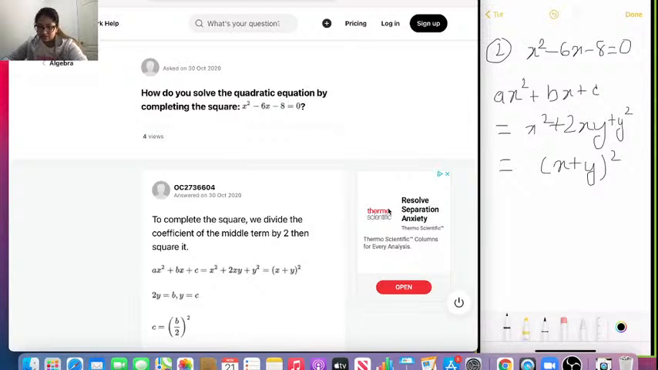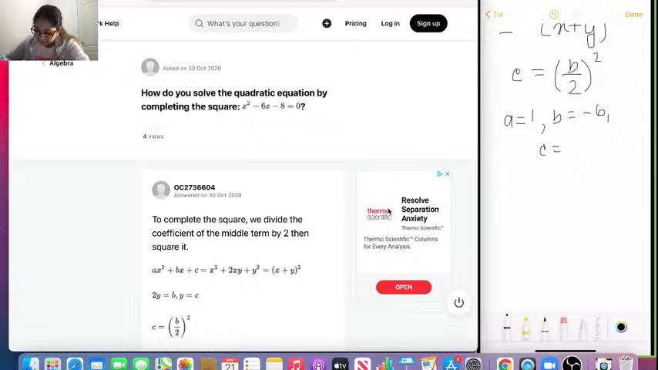And so in order to complete the square, we know that c is equal to (b over 2) squared. And so in this case, from this equation right here, our top equation, a is equal to 1, b equals -6. So c is equal to (b over 2) squared, which is (-6 over 2) squared. So c is equal to 9. Yes, 6 divided by 2, so c is equal to 9.